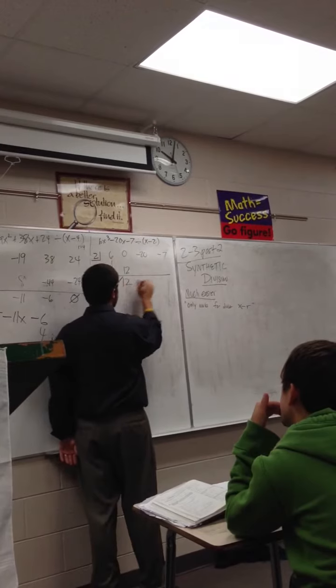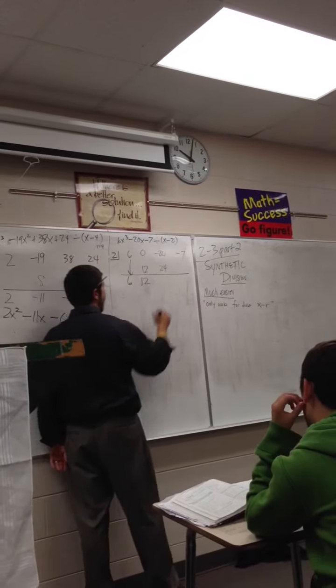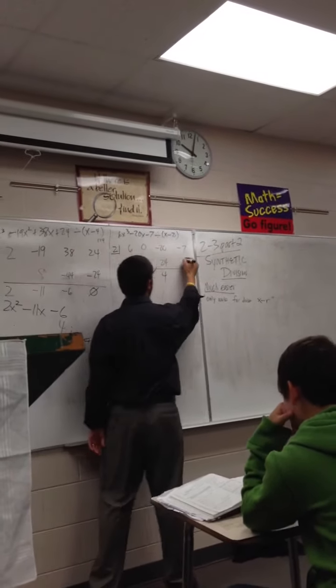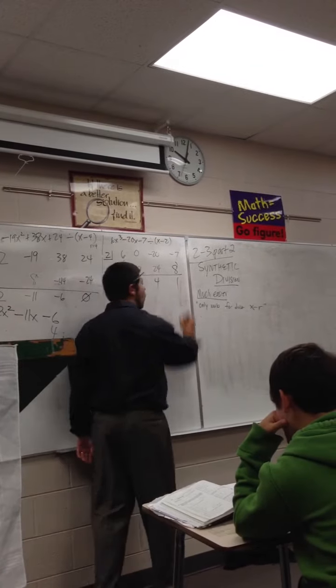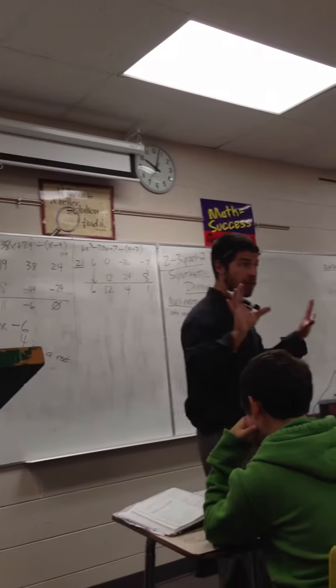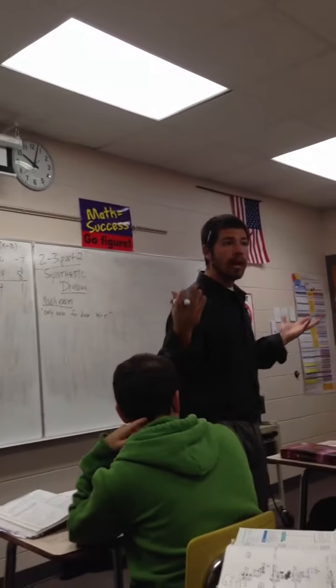Multiply around. 2 times 12 is 24. Add them up is 4. Multiply around is 8. Add them up is 1. I have a remainder this time. Okay? So how do we write out the final answer?